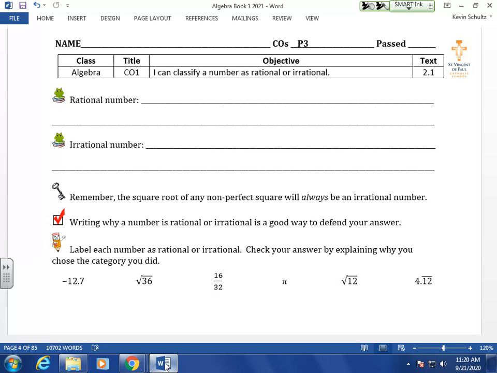It might behoove you to start making your help sheet as we go through the unit rather than waiting to the very end and thinking back, what did he say was important again? What should I write down? You might want to start building it as we go along.